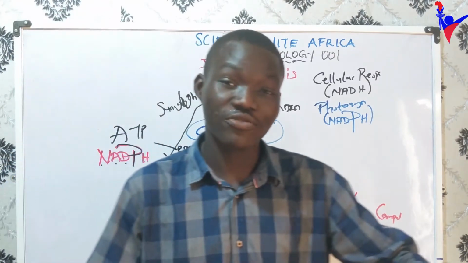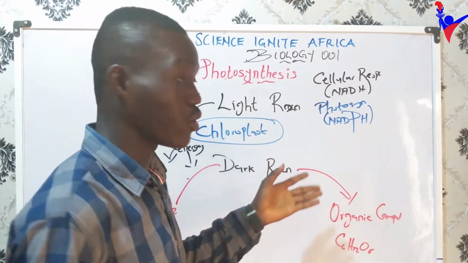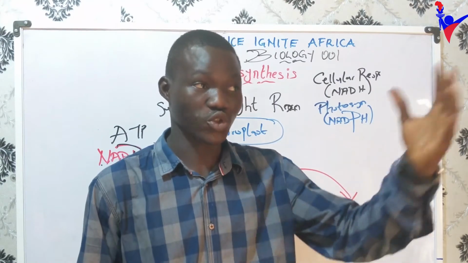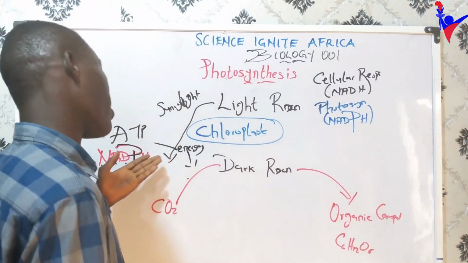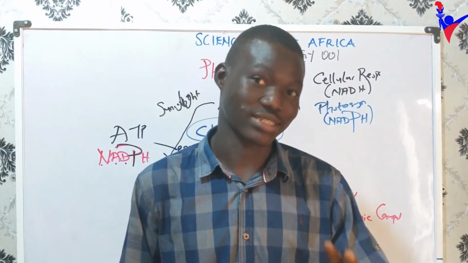That's why when you are asked to find the difference between the plant cell and the animal cell, it is what? The presence of what? Of chloroplast. Because chloroplast is what is going to be used to trap or capture sunlight, which is going to be used to produce temporary energy used by the dark reaction to fix CO2 into what? Organic compound. Is that clear?